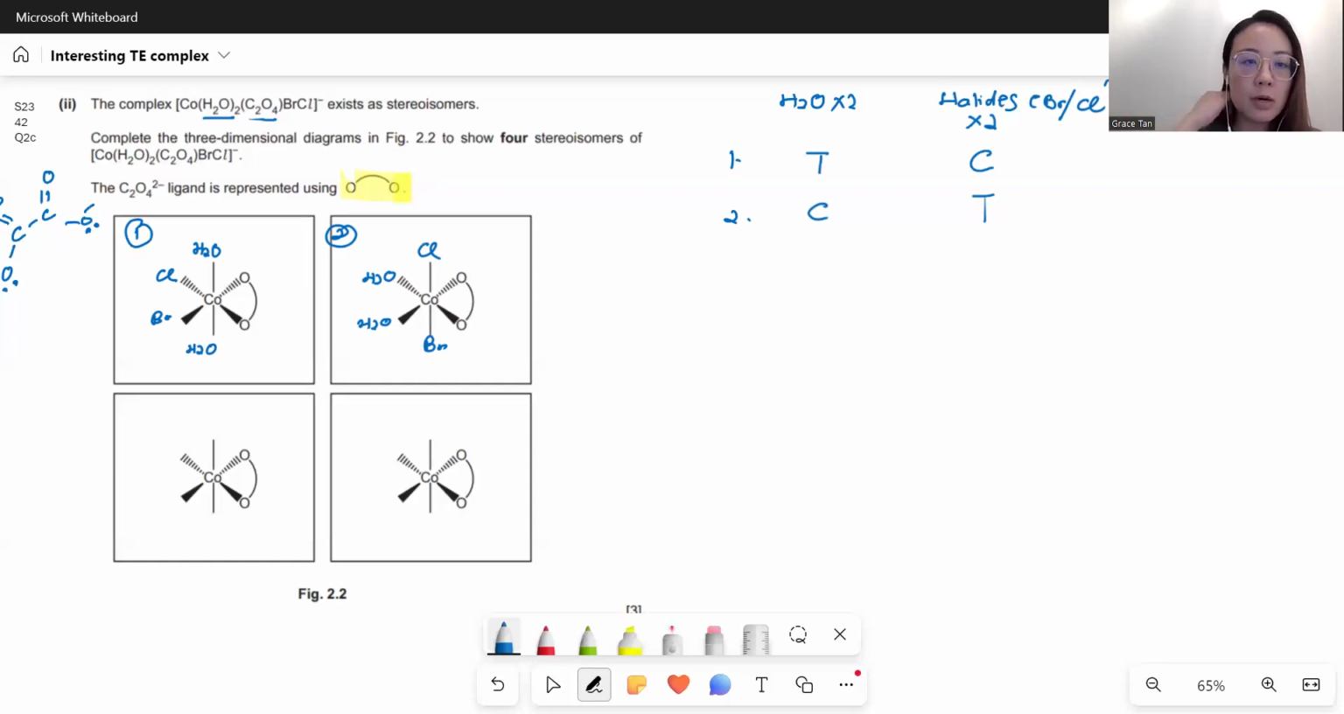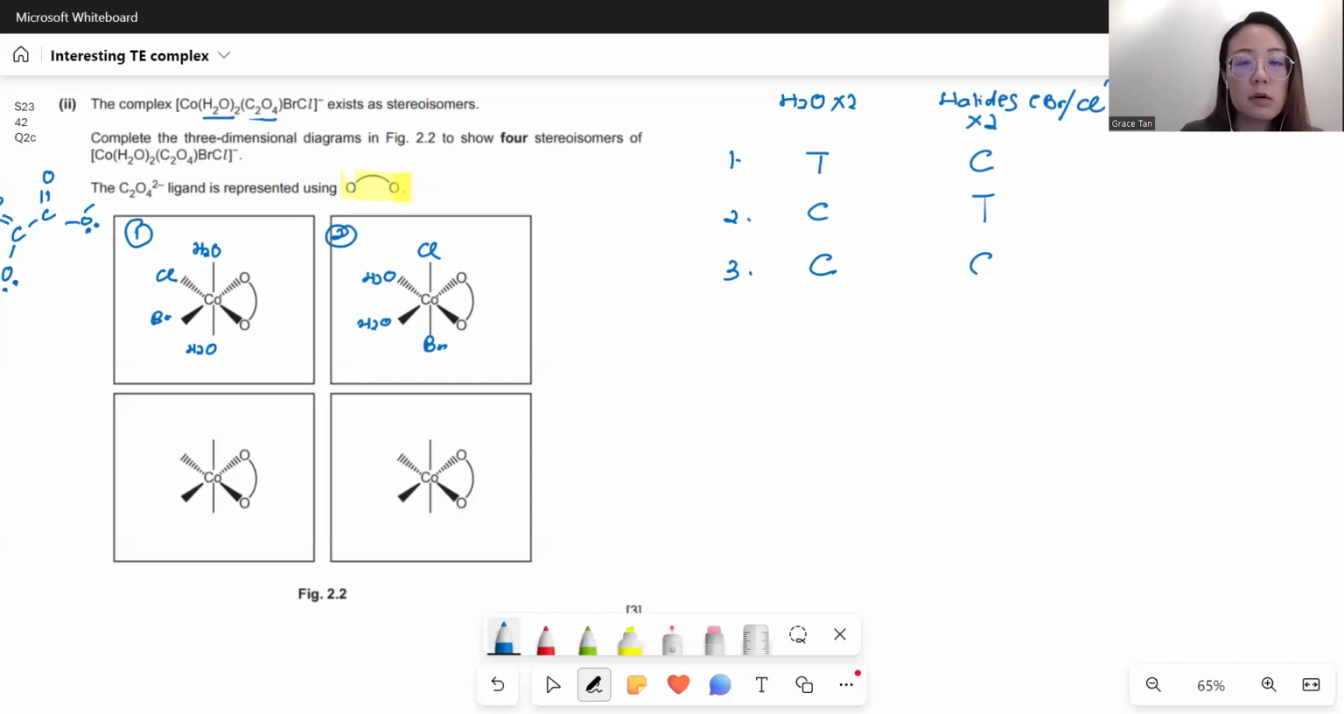So that is the 2 out of the 4. This will be the easiest 2 to come up with. Now, subsequently, we want to do the 3rd one and the 4th one. So this time, we're going to open up very detailed. We're going to do cis.